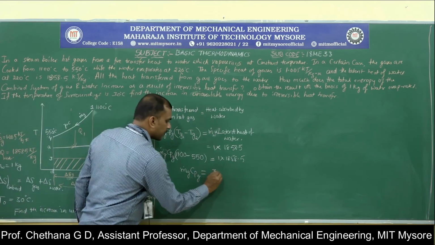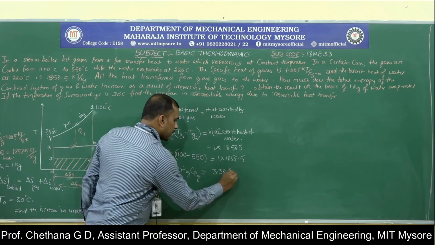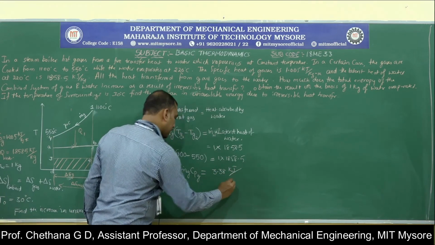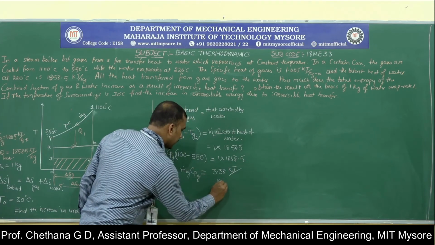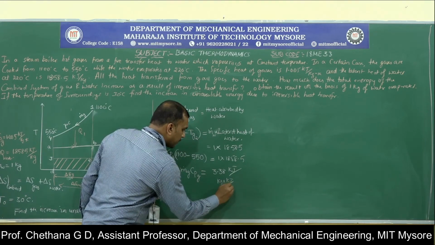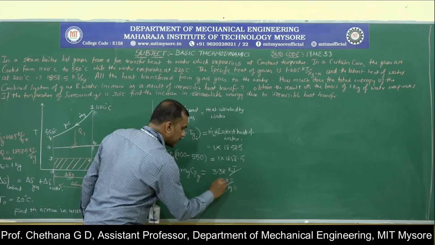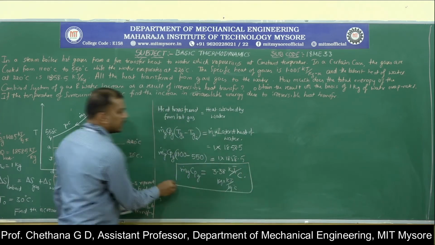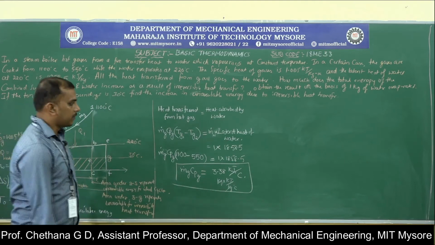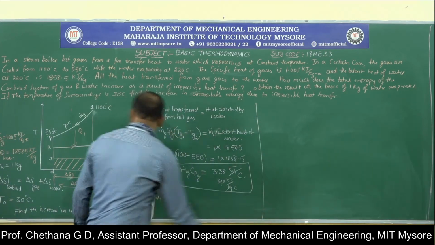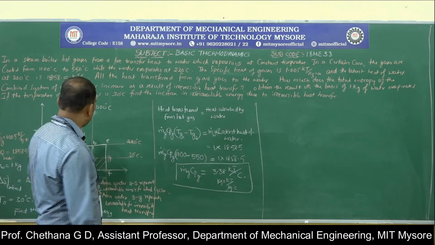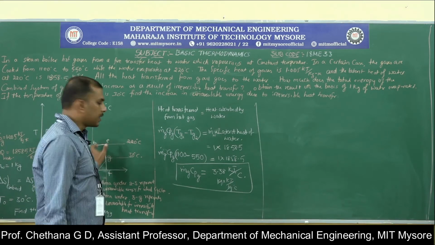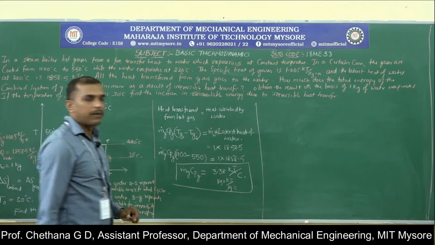So what we get is the value of mg into Cpg, that will be 3.38 kilojoule per, this mass is in kg, Cp is in kilojoule per kg Kelvin or kg degree Celsius. So this will be kg degree Celsius. What we have got is the mg Cpg value. Ultimately what we are interested in is delta S of gas, delta S of water, then the increase in unavailable energy.